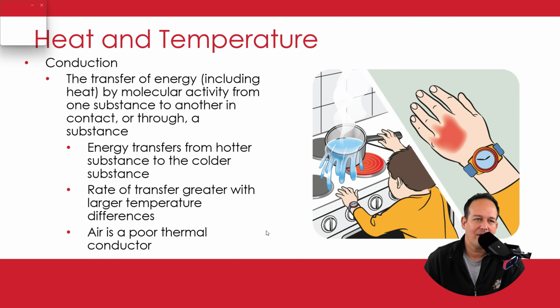All right, next we have conduction. So conduction is when heat is transferred from an object making contact with another object. And so an example of this is a pot on the stove. The pot has water in it, and that coil is heating the pan, which is conducting heat.